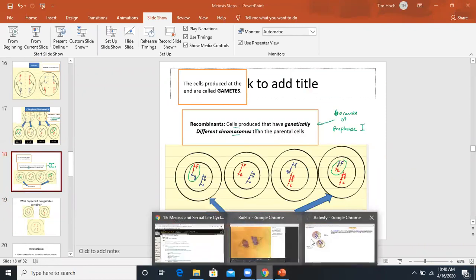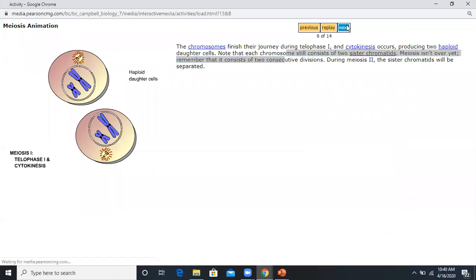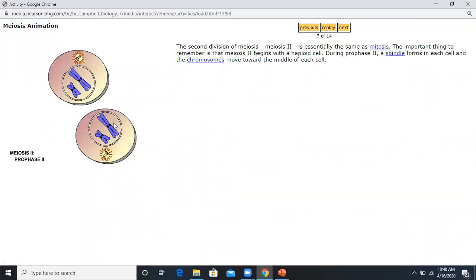Going to this visual, let's just kind of play the rest out. This should go quick, so we'll go through all of this together now. In meiosis II, it's essentially the same as mitosis. The important thing to remember is that meiosis II begins with a haploid cell, so these are already haploid. Notice now how they line up at the metaphase plate, but these are your sister chromatids. So those are your two.